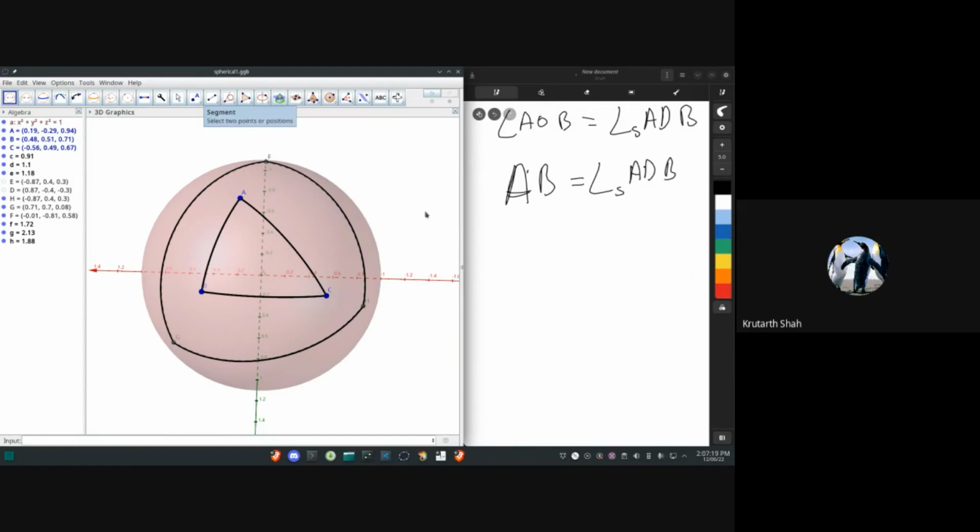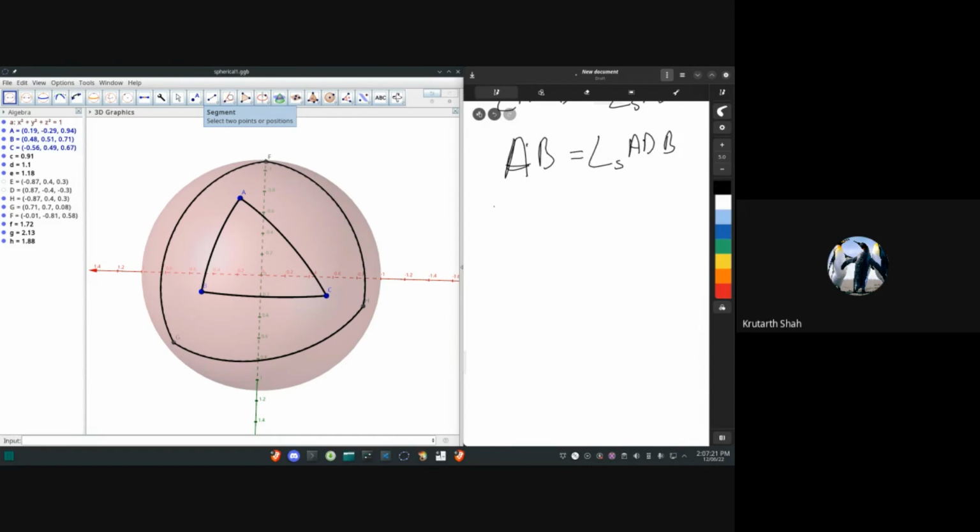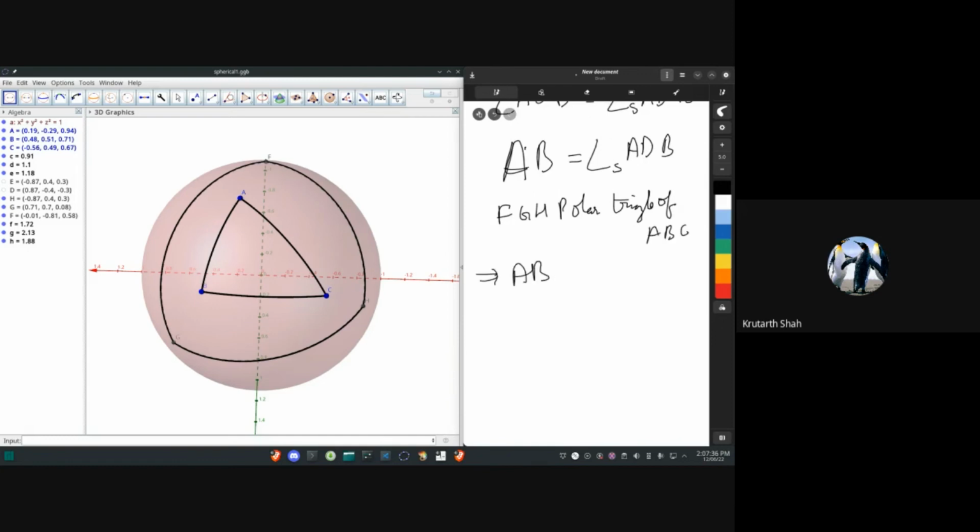Okay. So the first important thing about polar triangles is that if FGH is the polar triangle of ABC, then ABC is the polar triangle of FGH. So they are polar triangles of each other. Can you try proving this?